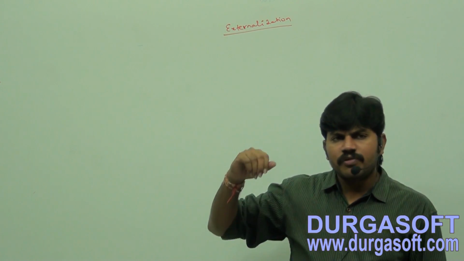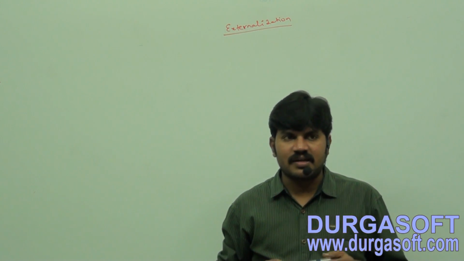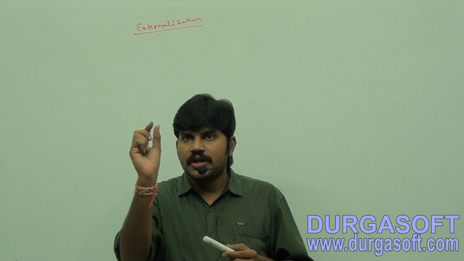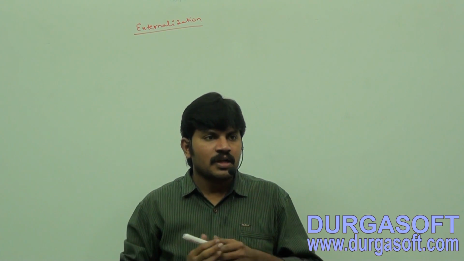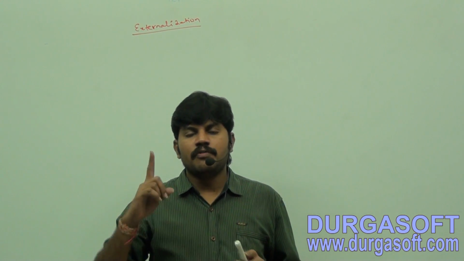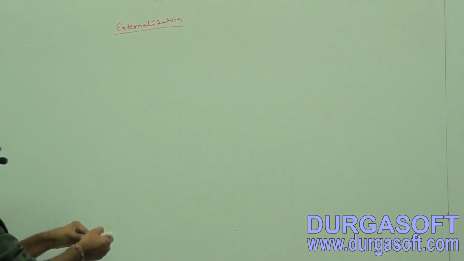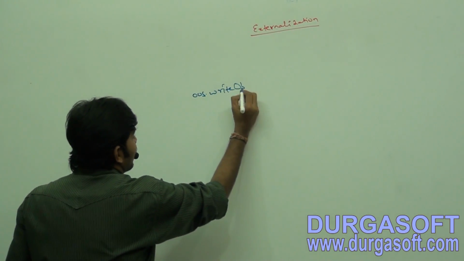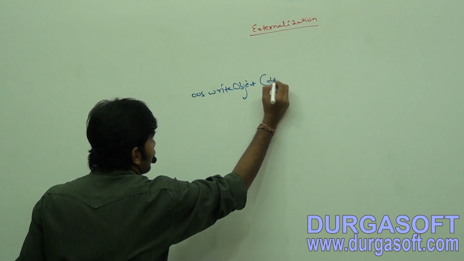Sir, in serialization, everything is taken care of by the JVM, correct or not? Who is responsible for performing serialization? Reading the i value, reading the j value, saving to the file, and reading those values back. Everything is taken care of by the JVM. Being a programmer, just one line is written: oos.writeObject(d1).